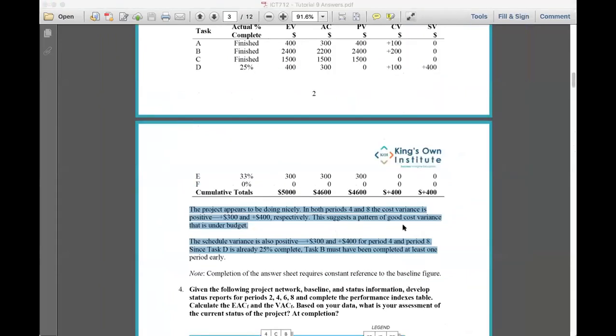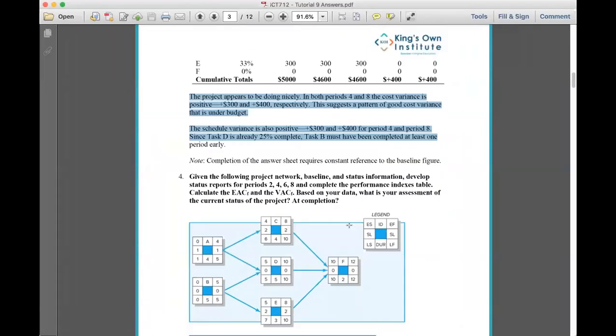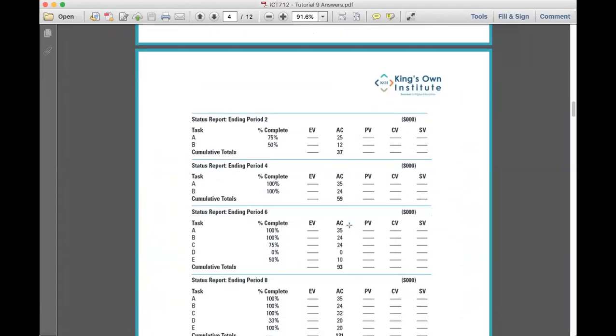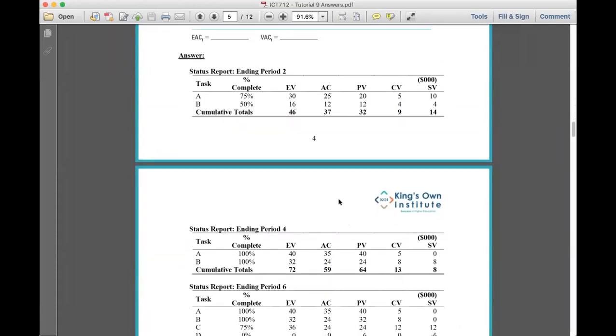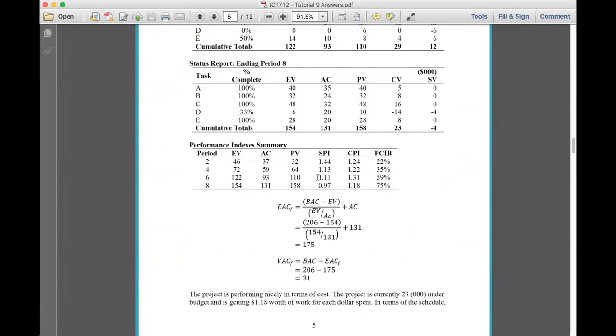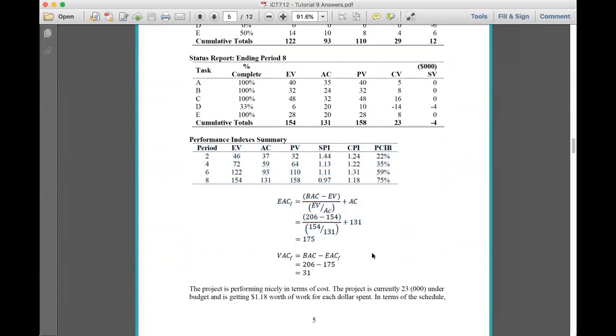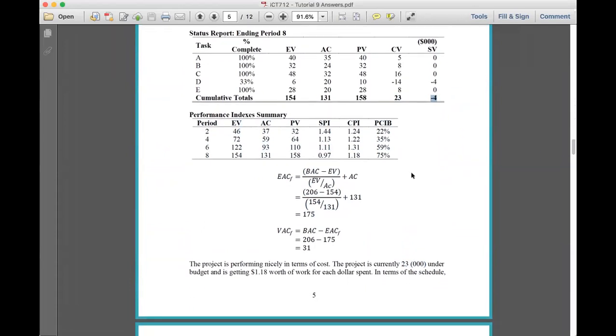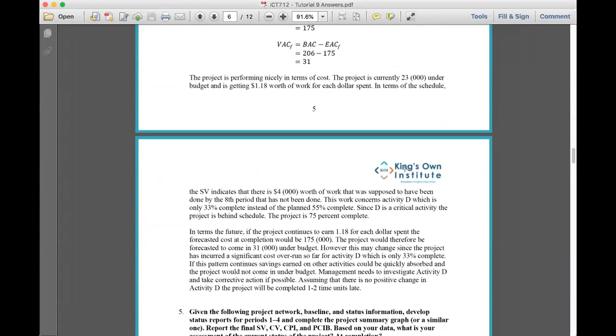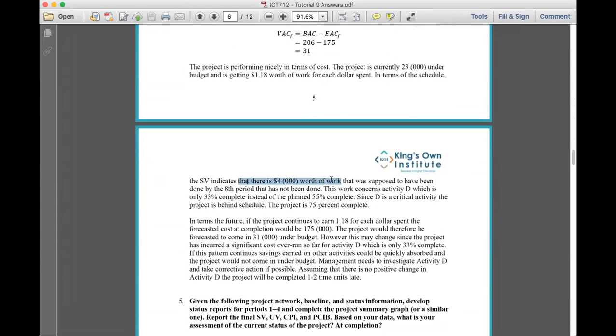And that really brings me to all of these answers here. You can see that when we get to the bottom, we get all of these indexes, we'll be able to get all of these figures, and we'll be able to start analyzing. The project is currently 23,000 under budget. Yes, I know that from this. But it's basically $4,000 behind schedule. Okay, great. So I know we are behind schedule here.